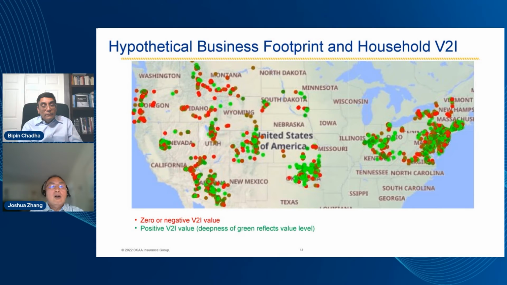We can also visualize the results in the AnyLogic GIS map. We put the 5,000 households on a US map, and the V2I level is color-coded. Red dots stand for 0 or negative value, and the green dots for positive value.